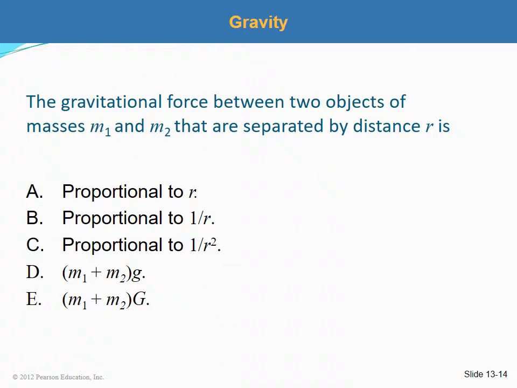The gravitational force between 2 objects of mass m1 and m2 that are separated by a distance r is A, proportional to r, B, proportional to 1 over r, C, proportional to 1 over r squared, D, m1 plus m2 times g, or E, m1 plus m2 times big G. The answer is C, proportional to 1 over r squared. Newton's gravitational law is a 1 over r squared force.